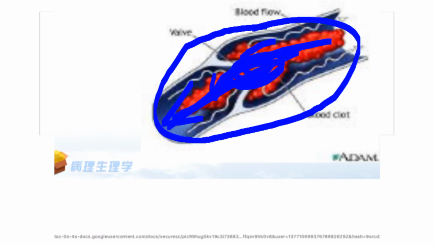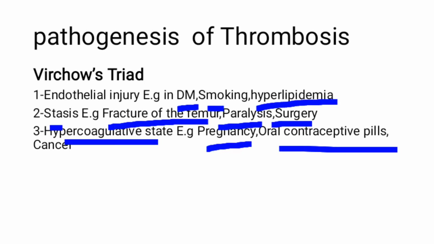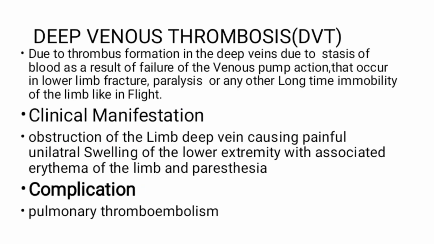It will clot actually. So if a person is in a hypercoagulable state, for example, in pregnancy, in oral contraceptive pills, in cancer, all these are hypercoagulable states. In pregnancy, there is excessive production of estrogen, and estrogen will in turn increase the production of clotting factors. Also oral contraceptive pills. Also cancer: cancer will excessively produce tissue factor, right? That's factor 3.